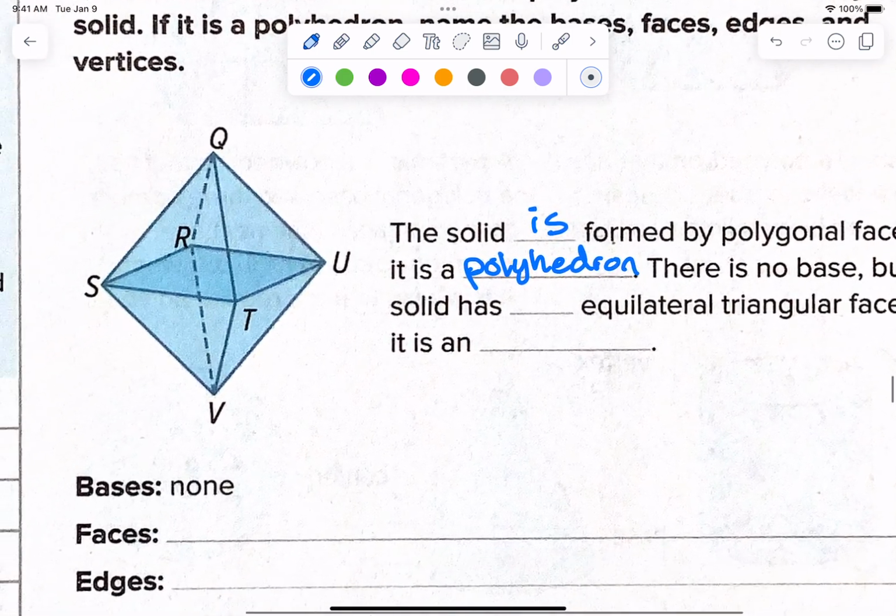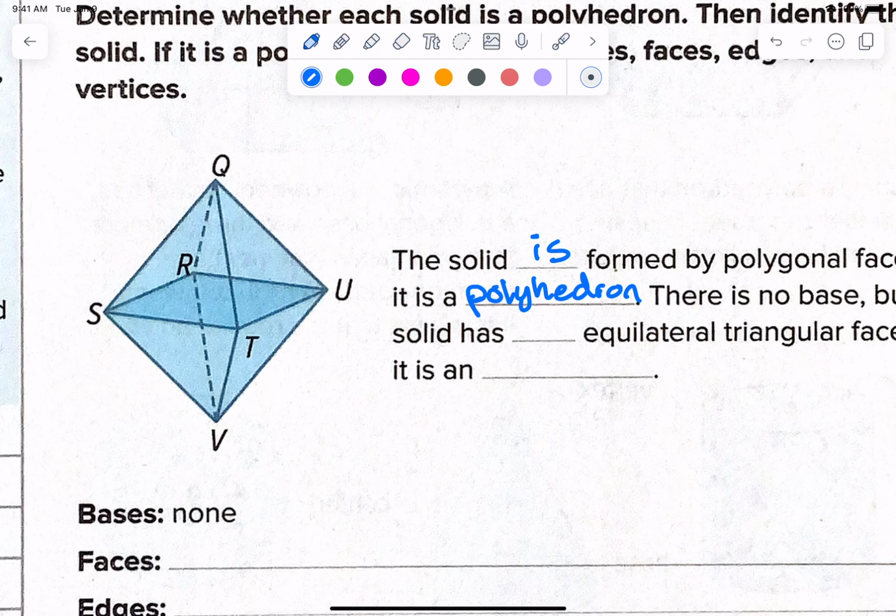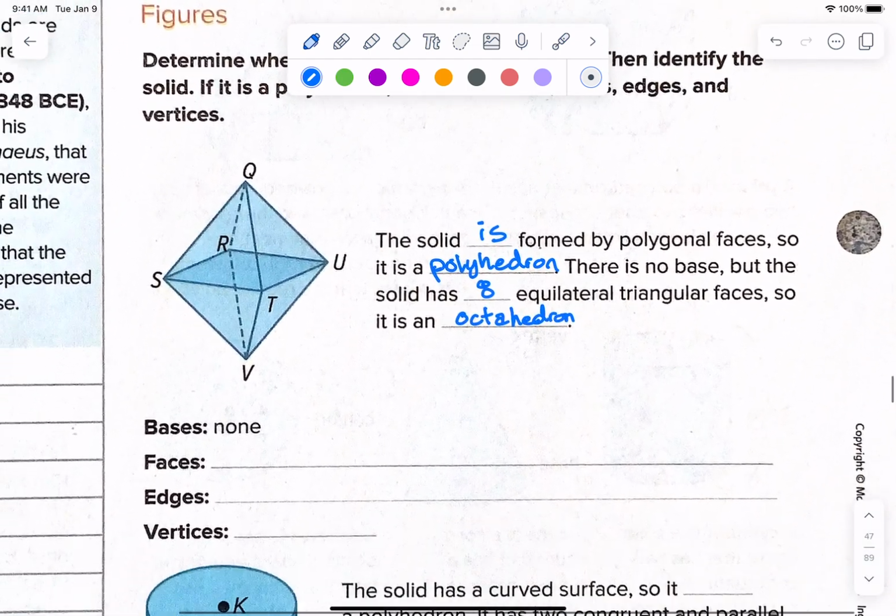But the solid has how many triangular faces? 8. 8 triangular faces. So he is an octahedron. So he's a polyhedron. He's an octahedron. He's kind of a special one.